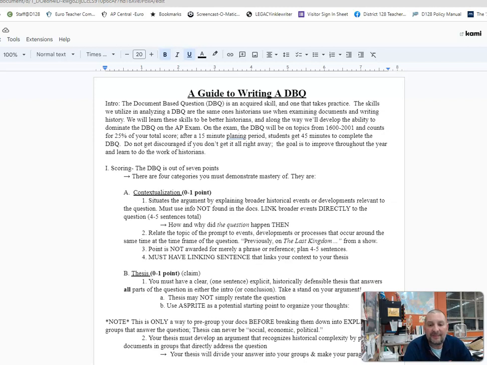On the actual exam, the DBQ will be on topics only from 1600 to 2001, and it counts for a quarter of your total score. You get a 15-minute planning period, then you get 45 minutes to write. Don't get discouraged if you don't get it right away. The goal is to improve throughout the year and learn to do the work of historians.